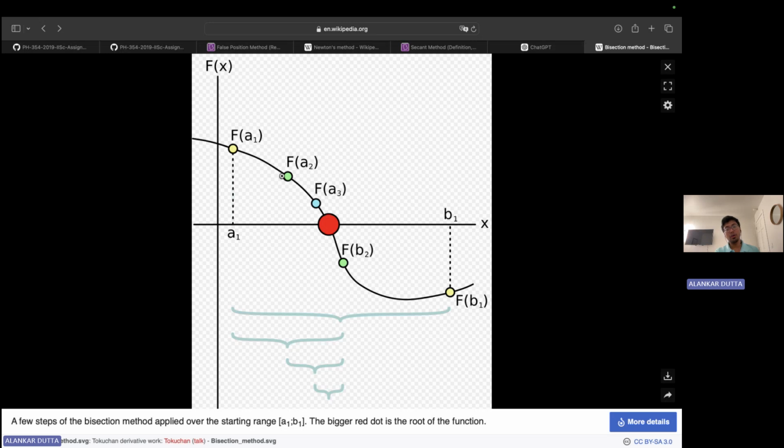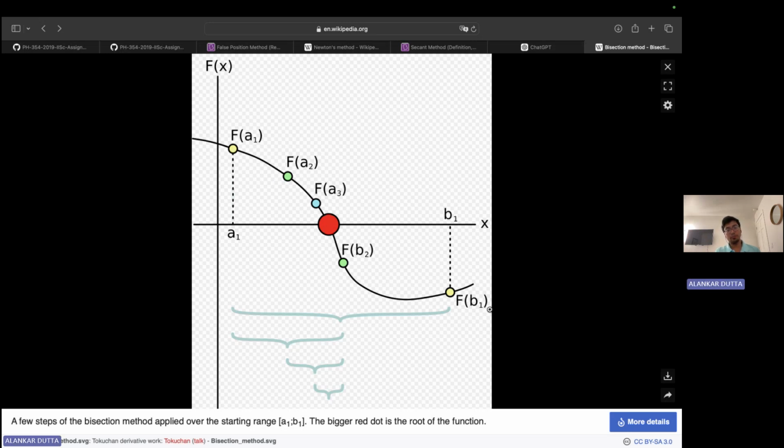And then again, you compare the signs of the function at a2 and b1. And then again, you see that the signs are opposite, which you already know, then you find the value halfway between a2 and b1, which is a3. Right? And then again, you do this. Then now you know that the solution lies somewhere between a3 and b1, right? And then you again make it half. So in this way, you proceed.